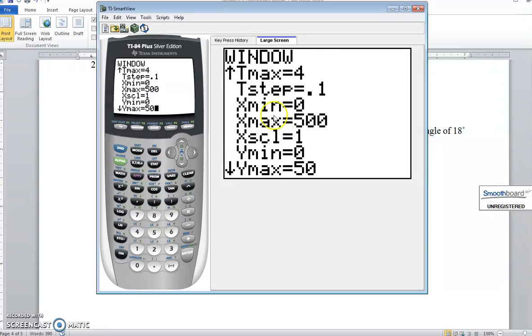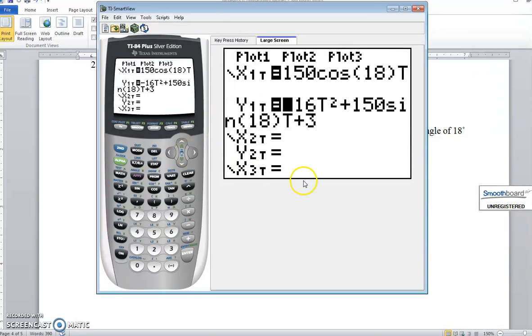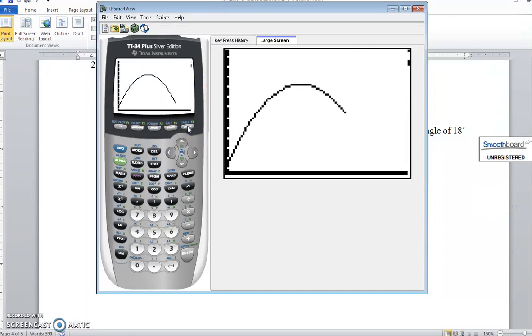Okay, so I'm just going to graph it, see what happens. Oh, got an error. Let's see here. What is my mistake? I probably used the wrong negative symbol, so let's go ahead and do it on the keyboard here, negative. Okay, now we'll graph. So we have what looks like the path that this baseball would take as it travels.